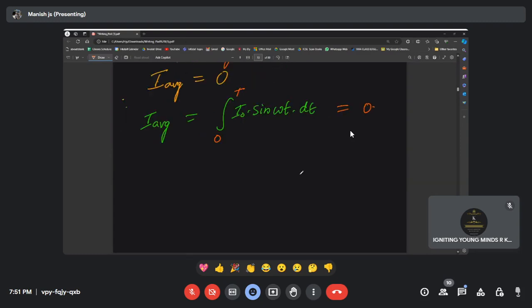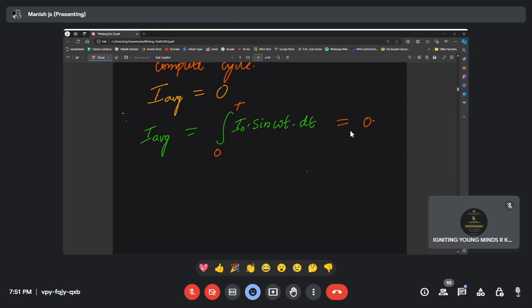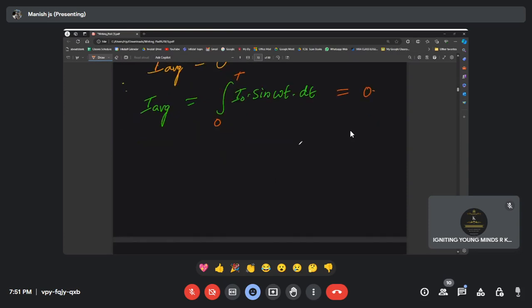But if I say half cycle, then instead of T, I would put T upon 2. That's it. I will not take one complete cycle. I will put T upon 2 and then I will proceed. As simple as that. So we take T upon 2 and then we proceed. Then you will get a corresponding value as your answer.